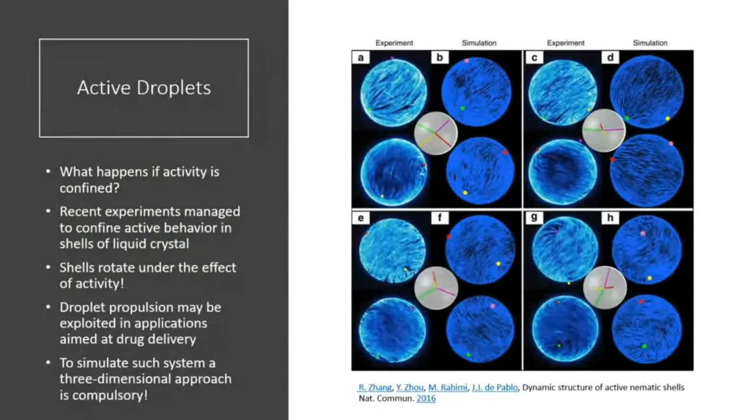The point is, what happens if activity is confined? Recent experiments managed to confine active behavior in shells of liquid crystals, and they have shown that shells rotate under the effect of active injection. At the moment we are looking for some droplet propulsion that may be exploited in applications aimed at drug delivery. To simulate such a system, a three-dimensional approach is compulsory, and for the same reason you need an HPC approach, a high-performance computing approach.